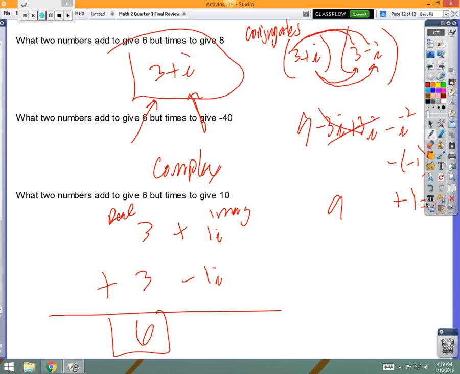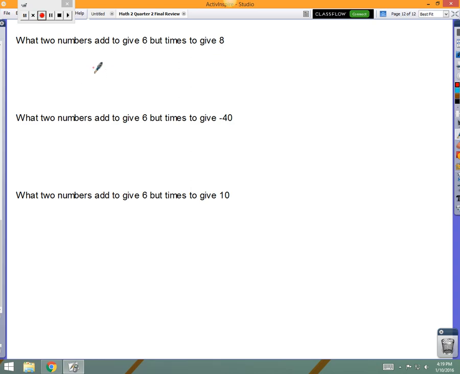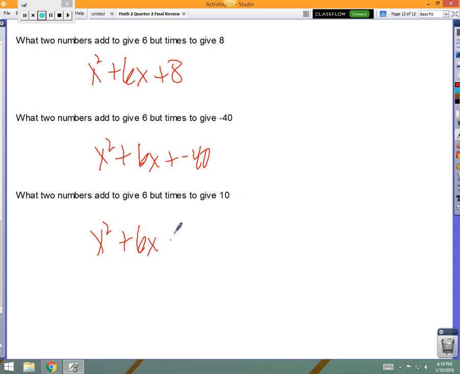So instead of doing the guessing and checking to come across that, because that might take forever, you can model with a polynomial. So this one, what two numbers add to give you 6 and times to give you 8? That was x squared plus 6x plus 8. This one is x squared, add to give you 6, times to give you minus 40. And this one is x squared plus 6x plus 10. And then when you try to factor it, the top two are pretty easy, but this one, when you try to factor it, it's impossible.